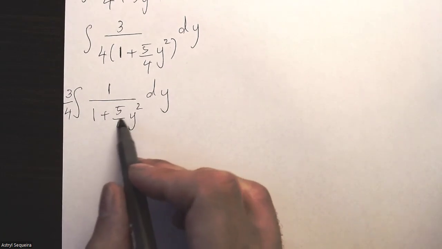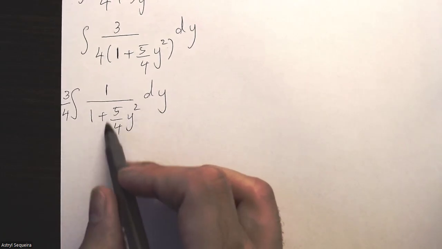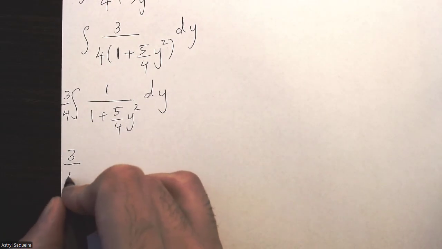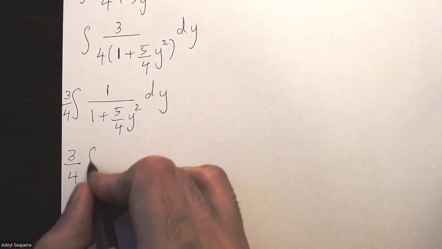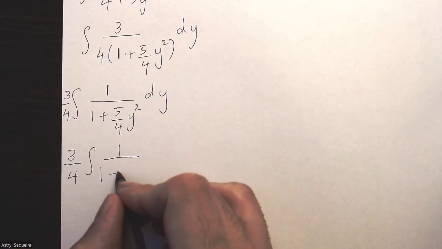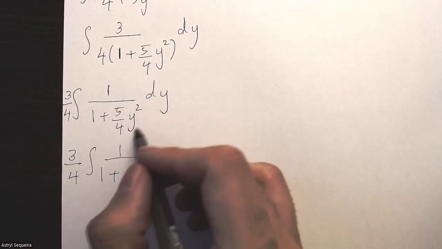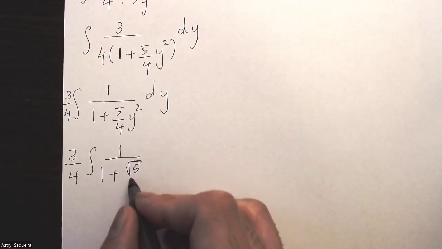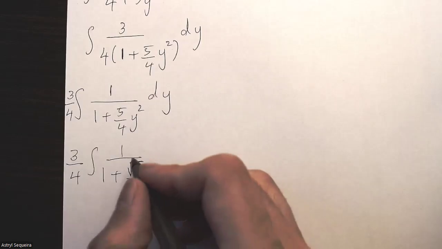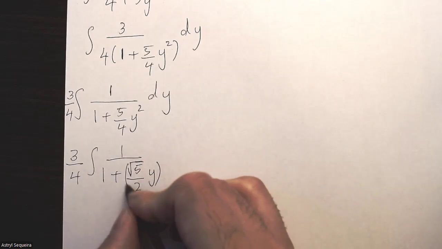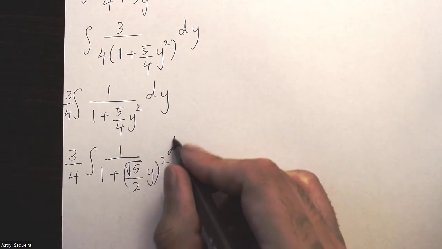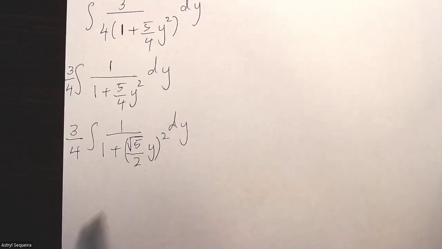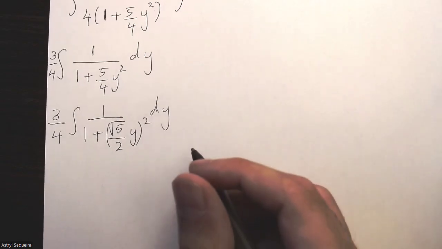The next thing is I have to make sure that this term here is whole squared. So you want to square root this whole thing. The square root of this whole thing is just square root 5. I can't square root that number. Square root of 4 is 2 and square root of y squared is y. And now that I have this whole squared, that will basically turn into arc tan by doing substitution.